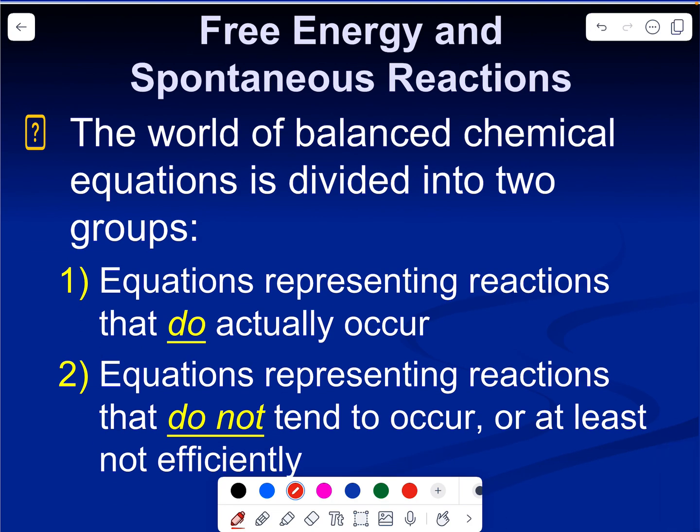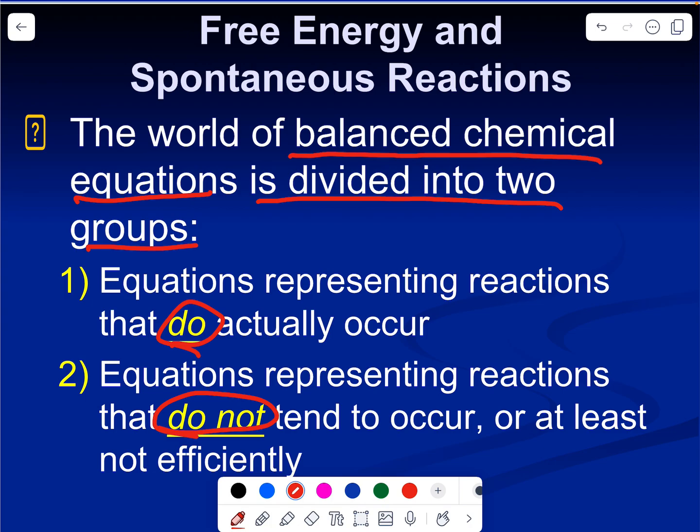When we're talking about how we split up or classify chemical reactions, here's another way. We can divide this into two groups: equations that do happen and equations that do not happen, or at least do not happen efficiently. Sometimes we can put stresses on a system that force something to react. Now, this is just one of many ways.